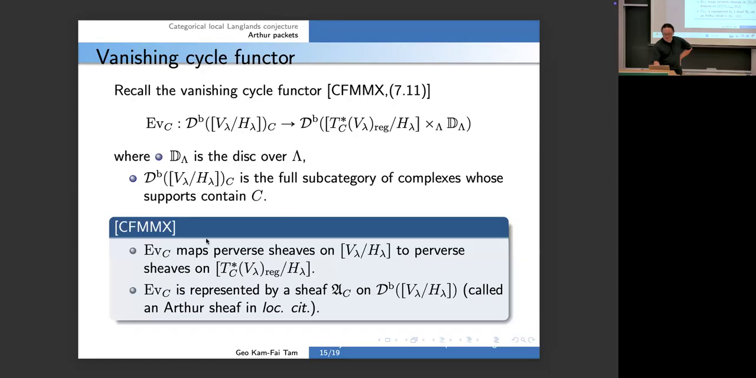So in their paper, they show that this functor maps perverse sheaves on one side to the other. And this sheaf is represented by a sheaf we denote by A_C on this V_λ mod H_λ stack. This is the Arthur sheaf in their paper.